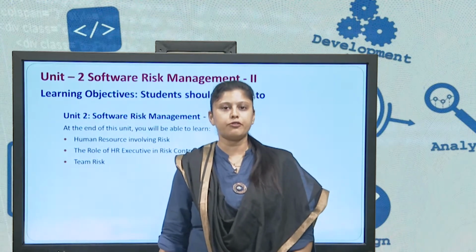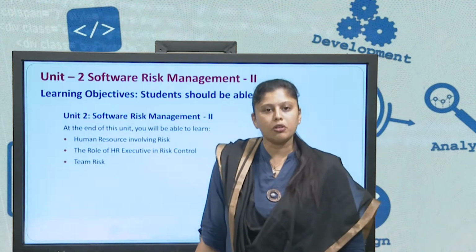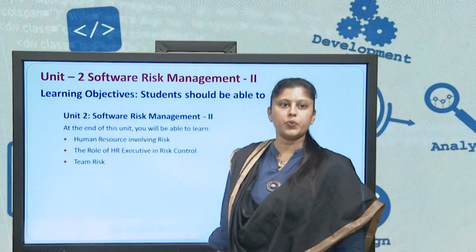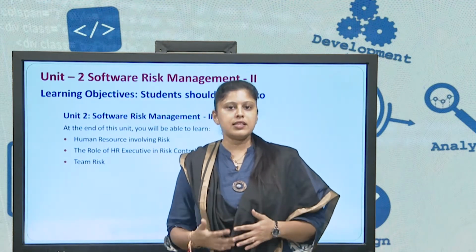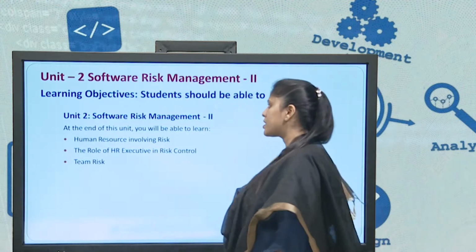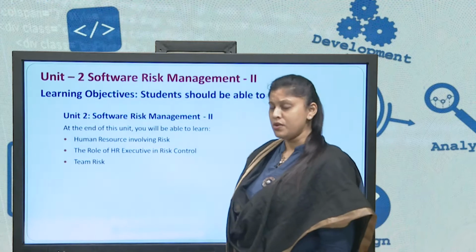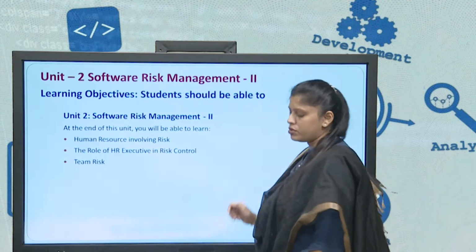We are going through the video lectures of software engineering for BCA 403. In the previous session we saw block 3 unit 1, which was all associated with software risk management, its implementation, the analysis, the planning and the contingency plans. Today we will be seeing software risk management 2, that is unit 2. At the end of this unit, you will be learning these objectives.